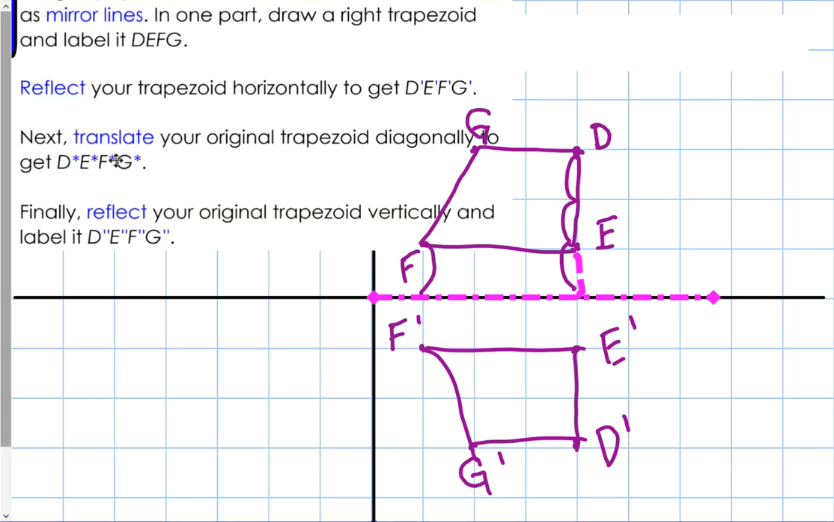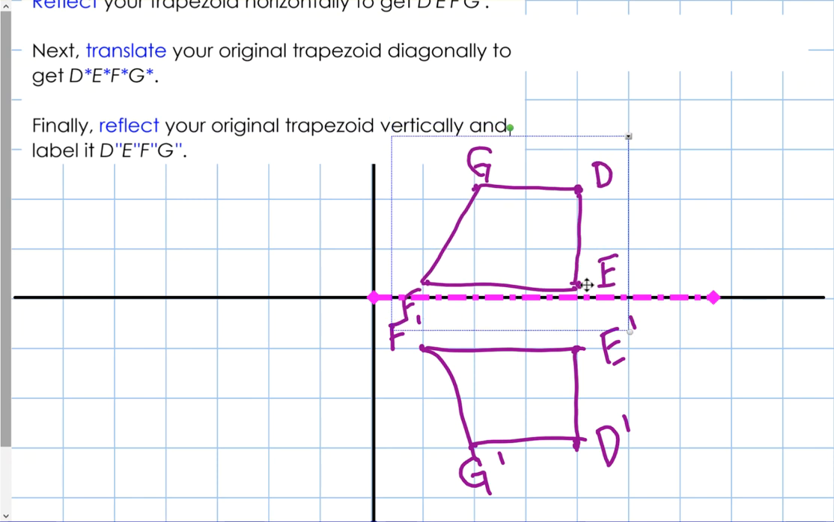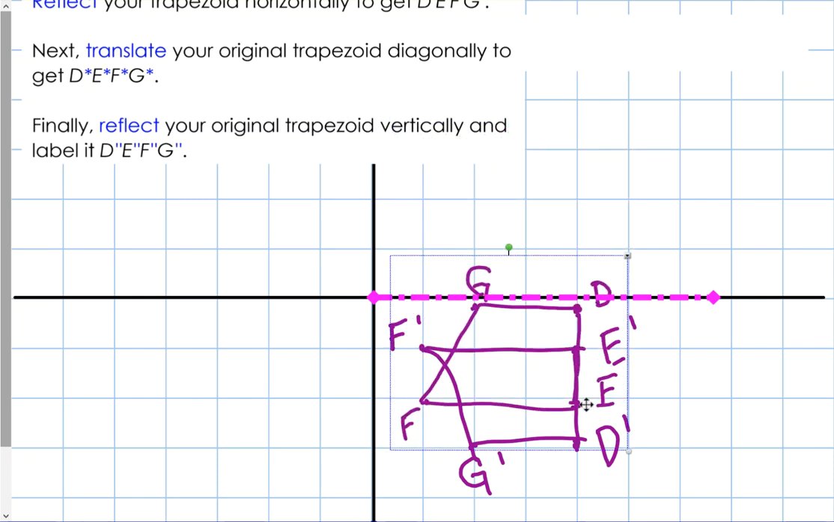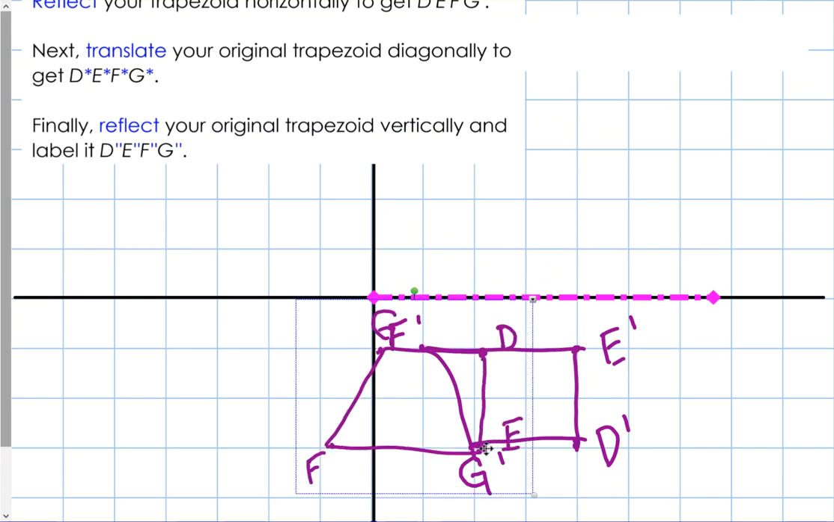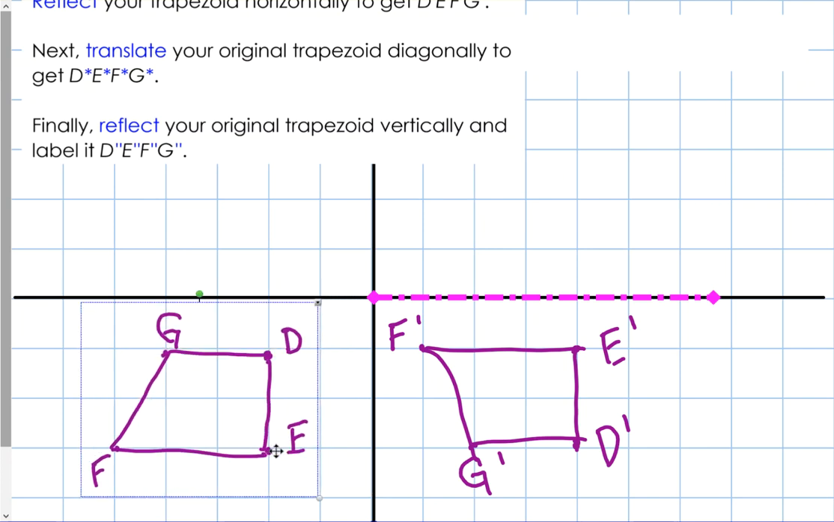Our next instruction is to translate our original trapezoid, that's this one up here, diagonally to get D star, E star, F star, G star. Remember that a translation is a slide, horizontally and vertically in this case. These instructions have not told us how many units to translate our trapezoid. 1, 2, 3, 4. Let's keep going a little further. 5, 6.